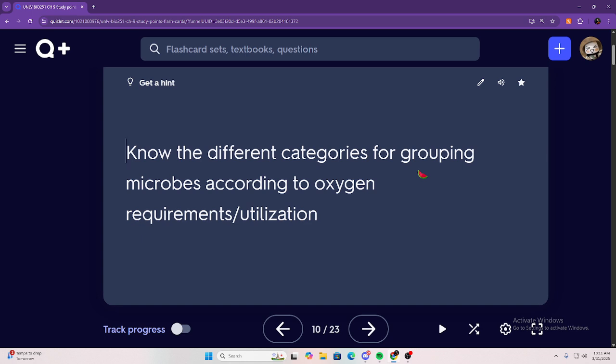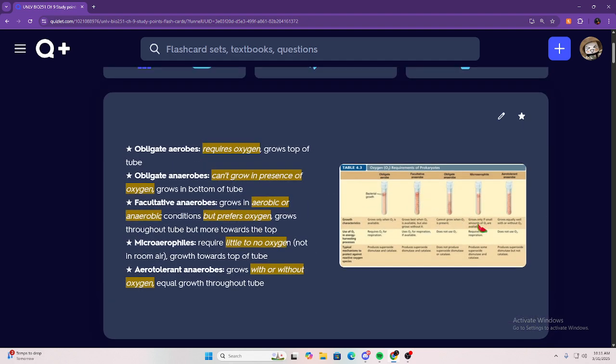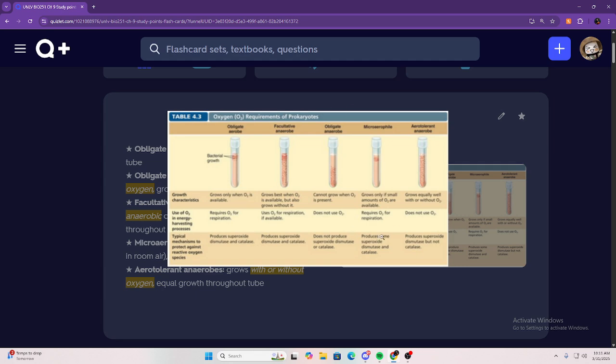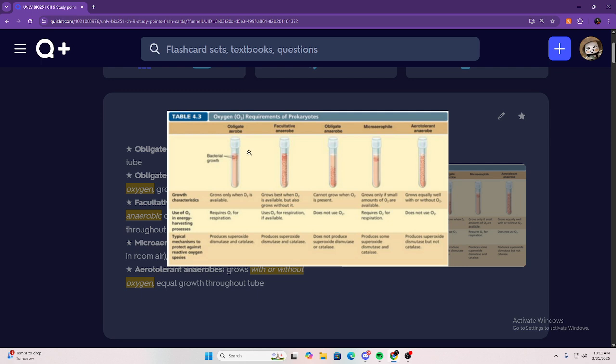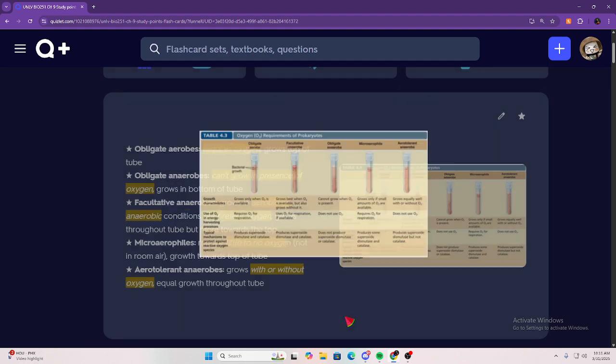Know the different categories of grouping microbes according to oxygen requirements and utilization. This is a very important picture to know or be able to describe. So basically, an obligate aerobe is where a bacteria needs oxygen to grow. So if we look at this picture, it needs oxygen to grow. Oxygen will be towards the top of the tube, where it's exposed most to oxygen, right? So the obligate aerobe would be at the top. All the bacterial growth would be at the top.